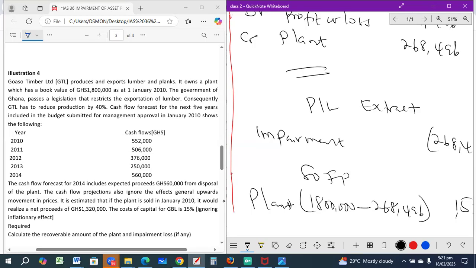So we learned the indications of impairment, discount rates, and others. So the next time that we will meet, we'll look at reversal of impairment as well as how to allocate impairment for a cash generating unit.